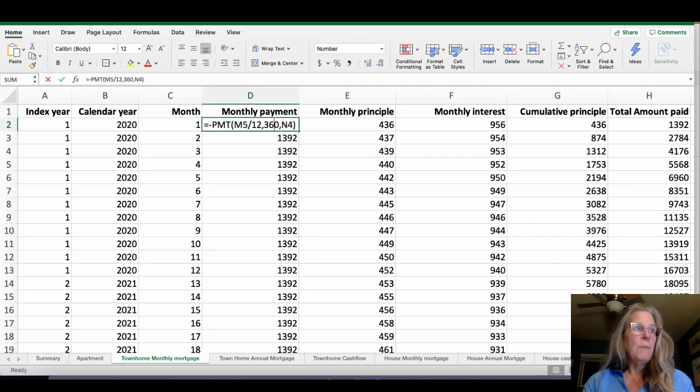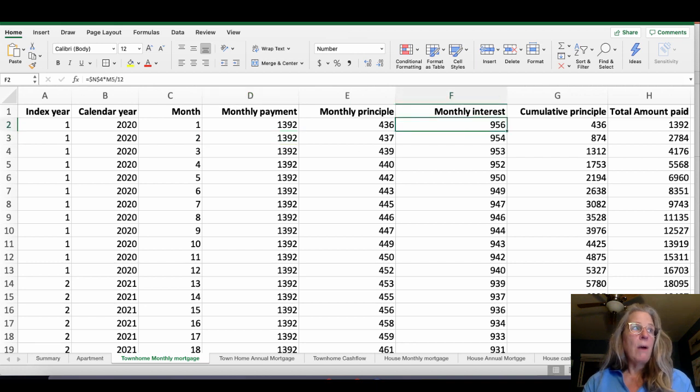This value here is that payment function where I take that interest rate of 3.875, divide it by 12 because I'm going to do this in months, take 360 because it's a 30-year loan times 12 time periods, times the N4 has the loan amount of $296,000 in it. So that gives me the monthly payment, and you can see that's constant all the way down.